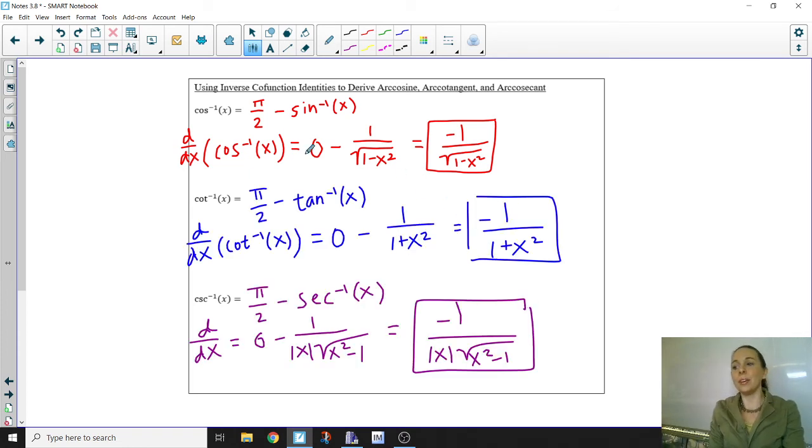Here they are. Inverse cotangent of x can be rewritten as pi over 2 minus inverse tangent of x. That is just an identity. And therefore, the derivative of inverse cotangent of x is just negative 1 over 1 plus x squared. Same thing can be done for inverse cosecant of x. It is pi over 2 minus inverse secant of x, and then we take the derivative and we get negative 1 over the absolute value of x times root x squared minus 1.